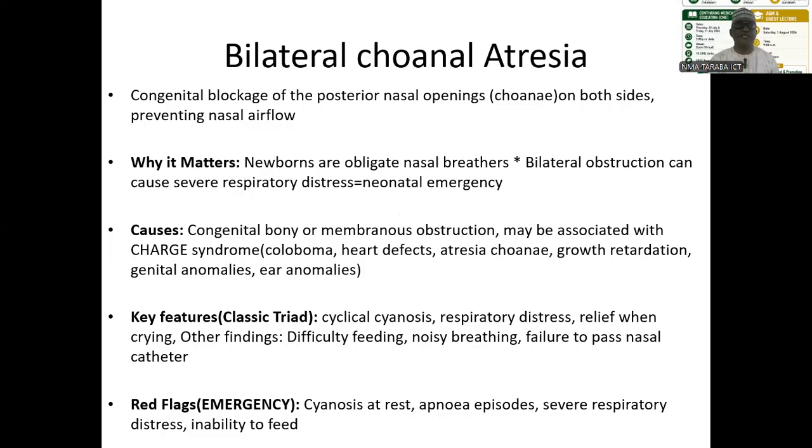Bilateral choanal atresia is a congenital blockage of the posterior nasal opening, which is the choana, on both sides, preventing nasal airflow. Why it matters is because newborns are obligate nasal breathers. So bilateral obstruction can cause severe respiratory distress, and that is actually a neonatal emergency.